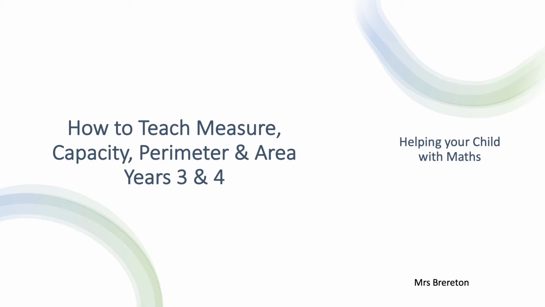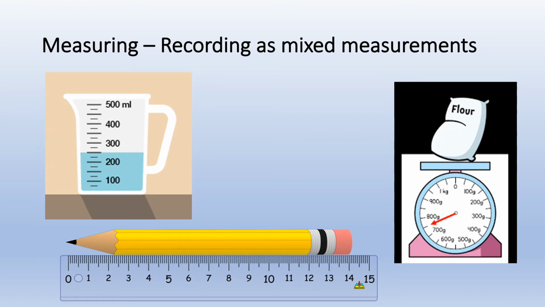Whereas in Key Stage 1, children were taught to use comparisons as a measure and were measuring to the nearest number in standard units, children in years 3 and 4 will now start to measure to a greater degree of accuracy. First, we'll look at measuring.